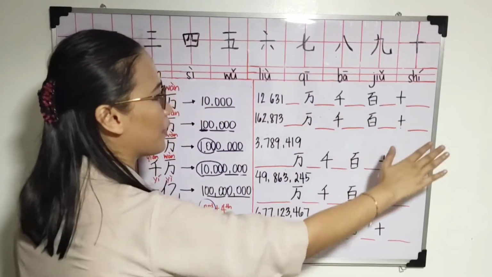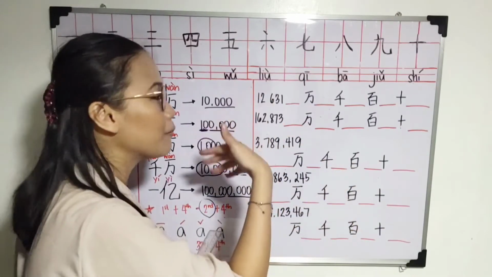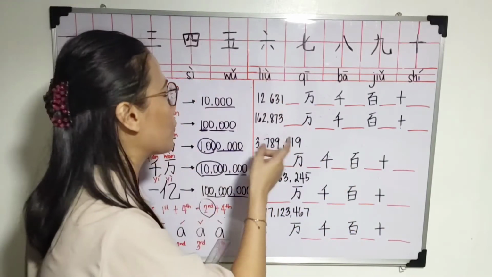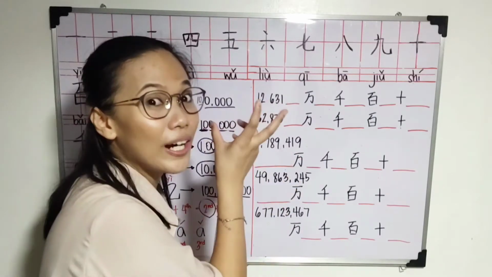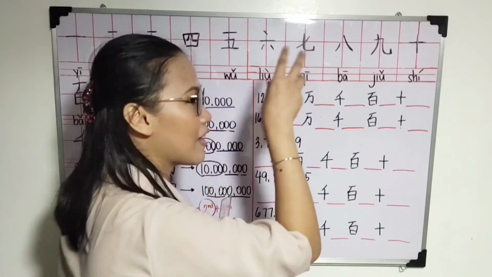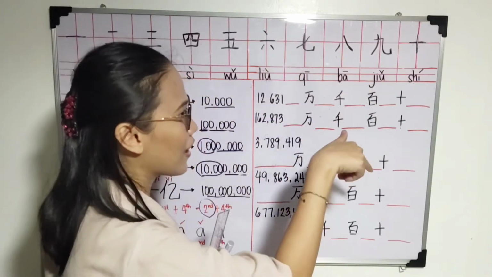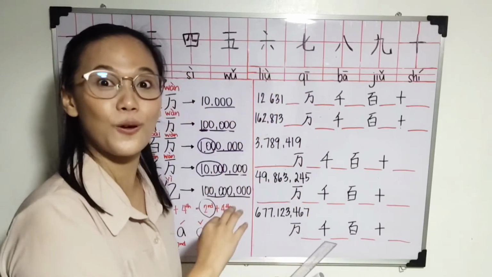Okay, so ayan na. 12,000, just like the English language, ganun pa din ang pattern natin. However, when we're going higher and higher, we have to categorize the 1 to like 10,000, 10 na 10,000, 100 na 10,000, 1,000 na 10,000. So, that's quite complicated, but we'll take it slowly, okay?